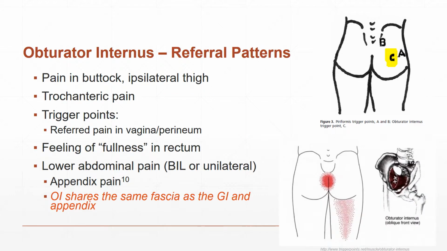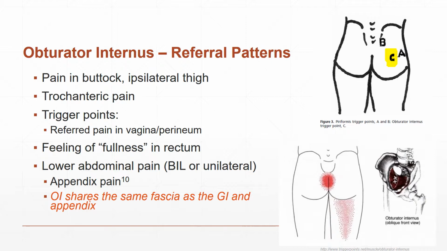Here's some more specifics about the obturator internus. You have referral patterns that can refer pain to the buttock, ipsilateral thigh, and the greater trochanter, and you might also have referred trigger points to the vagina and the perineum, as well as a feeling of fullness in the rectum. So these patients might complain about needing to go all the time.